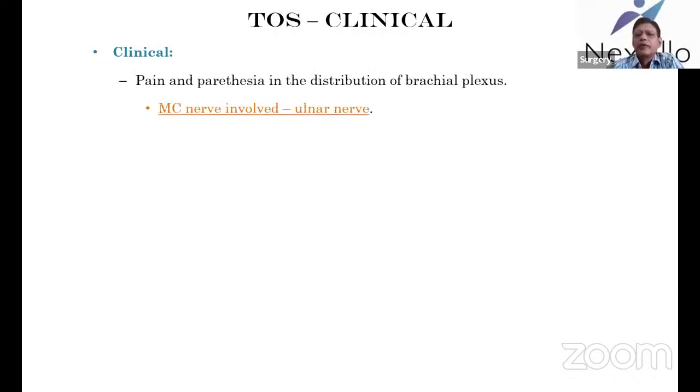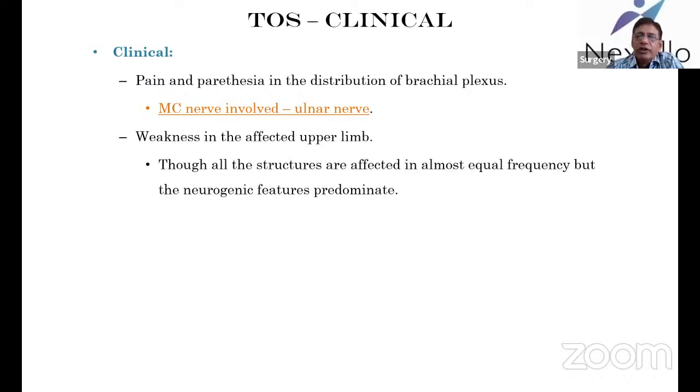The clinical presentation of thoracic outlet syndrome, no doubt, the commonest presentation is neurogenic, that there is pain and paresthesia in the distribution of the brachial plexus. And we already know that the most common nerve involved is the ulnar nerve. So remember these. Then furthermore, there's weakness in the affected upper limb. And once again, as I told you, all of these structures, the artery, vein, and nerve, are affected in almost equal frequency. But in the clinical presentation, neurogenic features predominate.